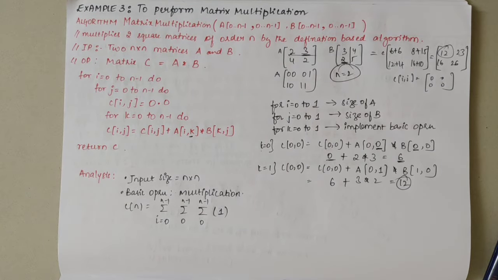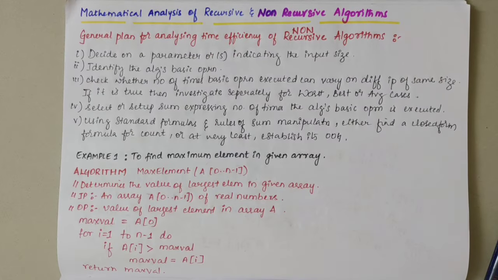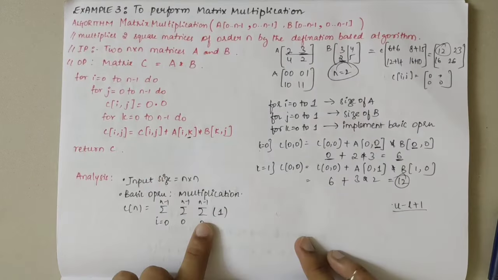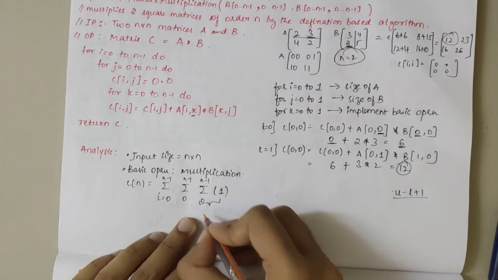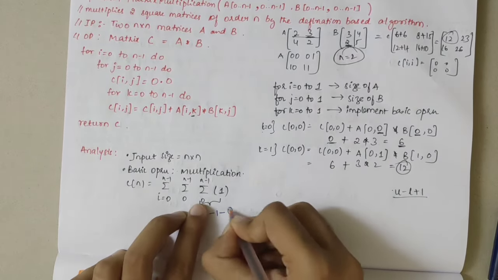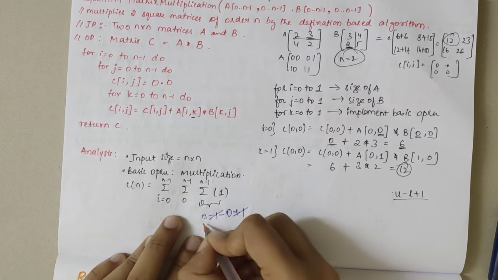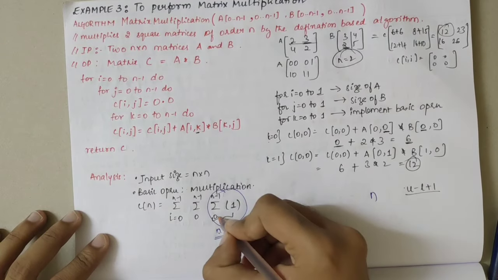So solving this, first let me solve the inner part. If I solve the inner part, I know the formula to find the value of summation: upper value minus lower value plus 1, that is u minus l plus 1, right? So I'll start solving this part first. I'll get upper limit n minus 1, lower limit 0, plus 1, n minus 1 minus 0 plus 1, minus 1 plus 1 cancel, so I'll be left with n here. So I have got n from the k part.